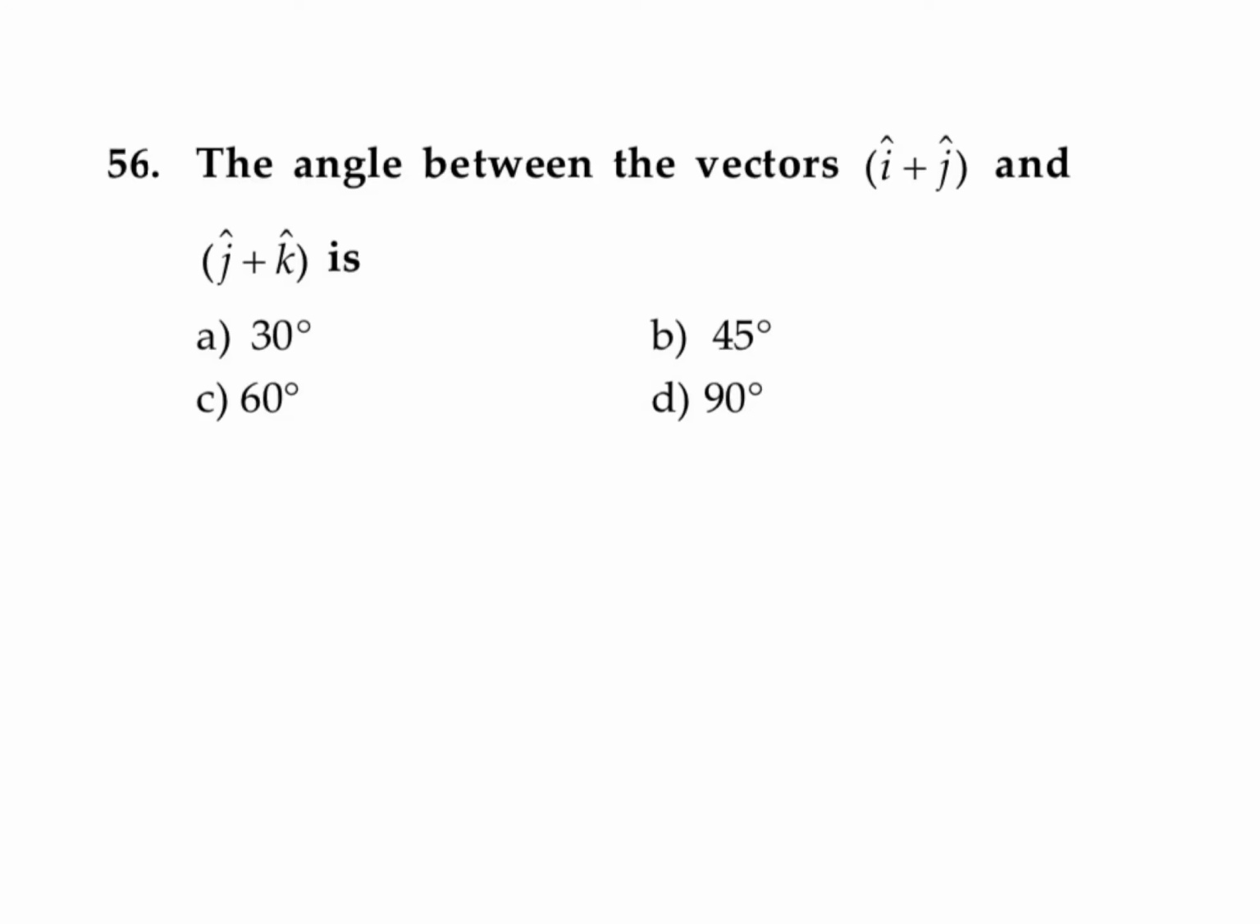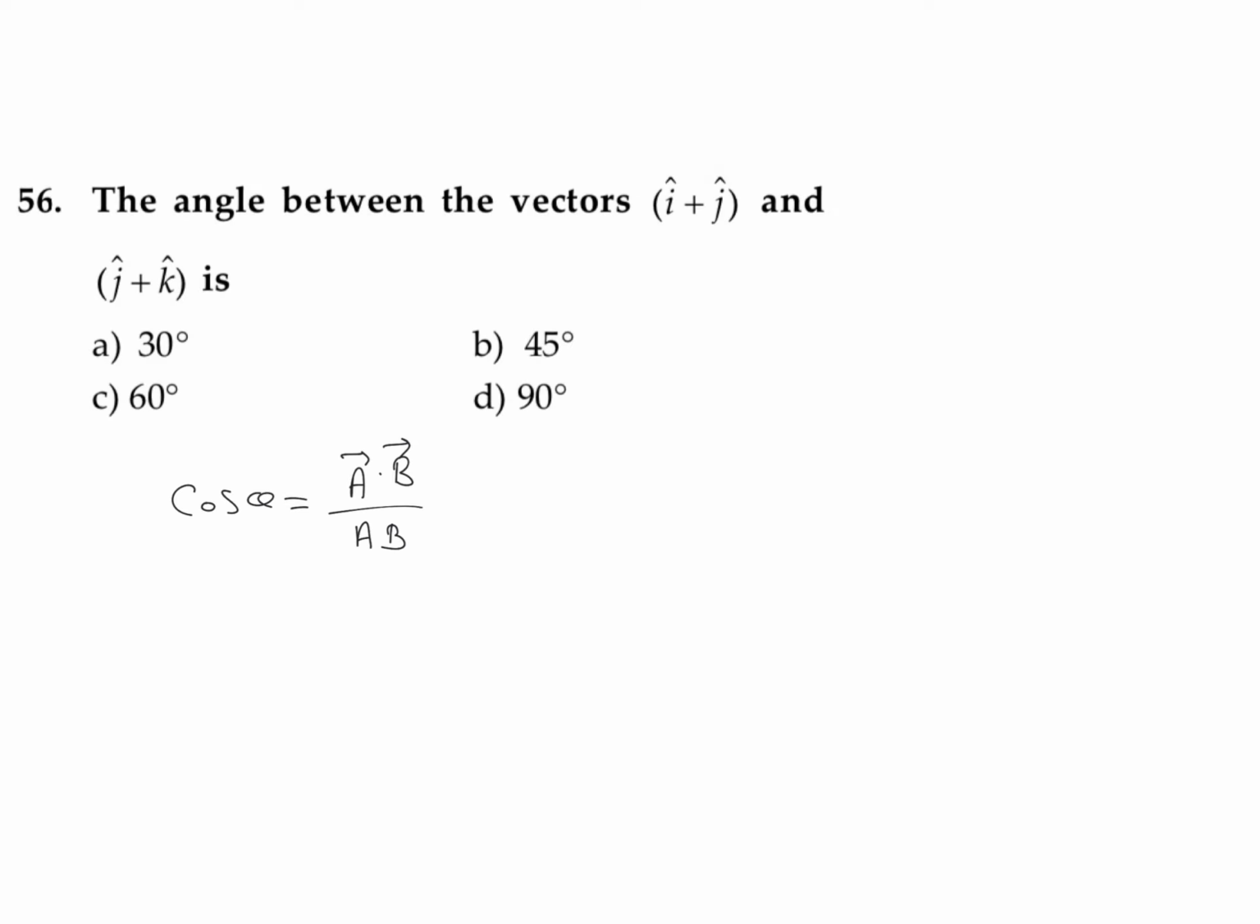Our aim is to find out the angle between the vectors i plus j and the vector j plus k. For the calculation of the angle between vectors, we'll use this concept, that is cos theta is equal to a dot b divided by magnitude of a and magnitude of b.